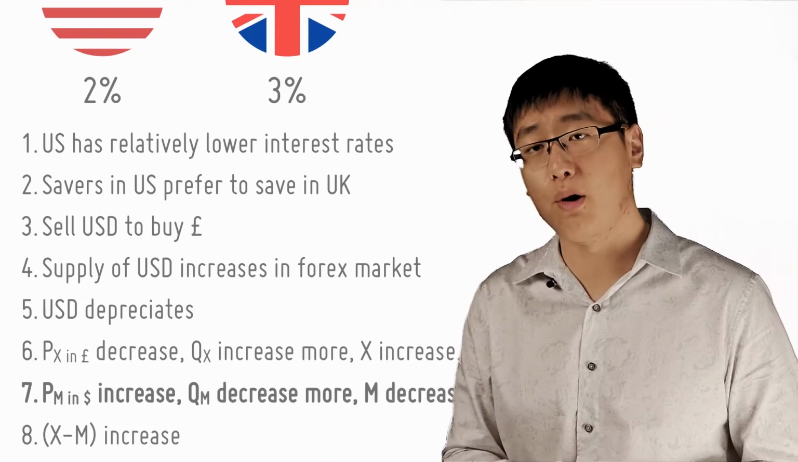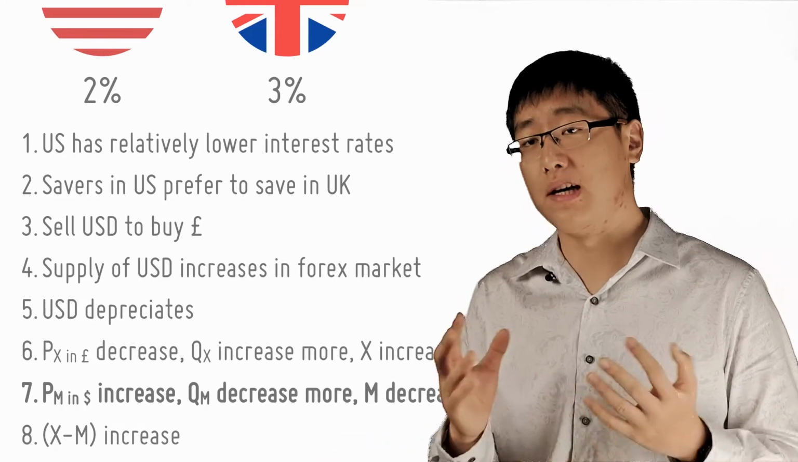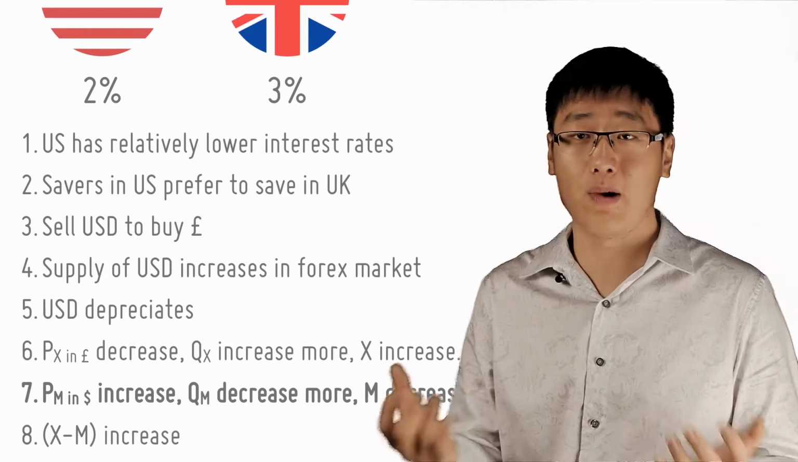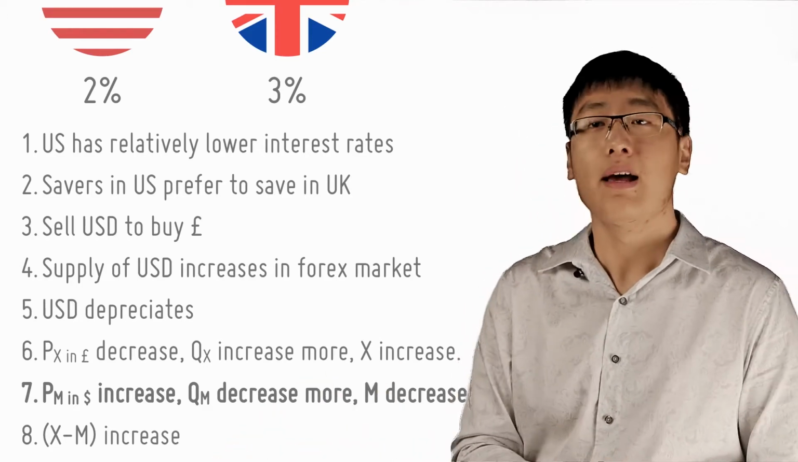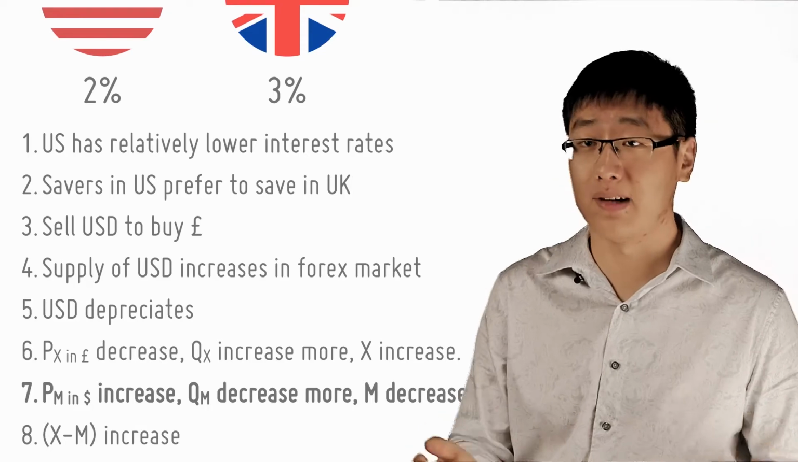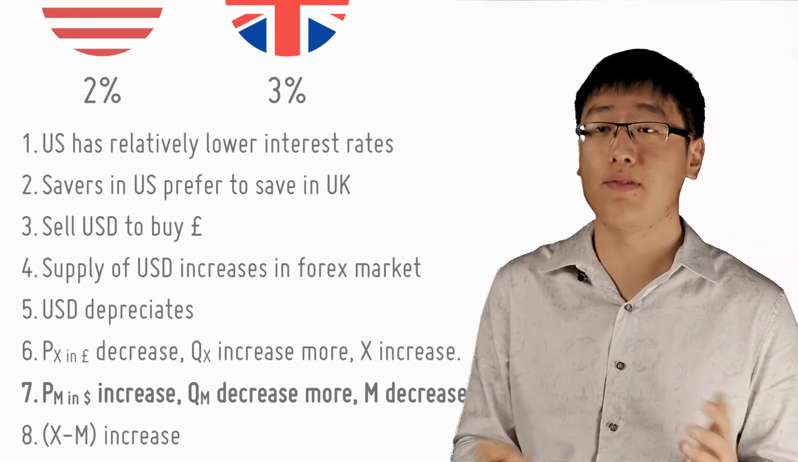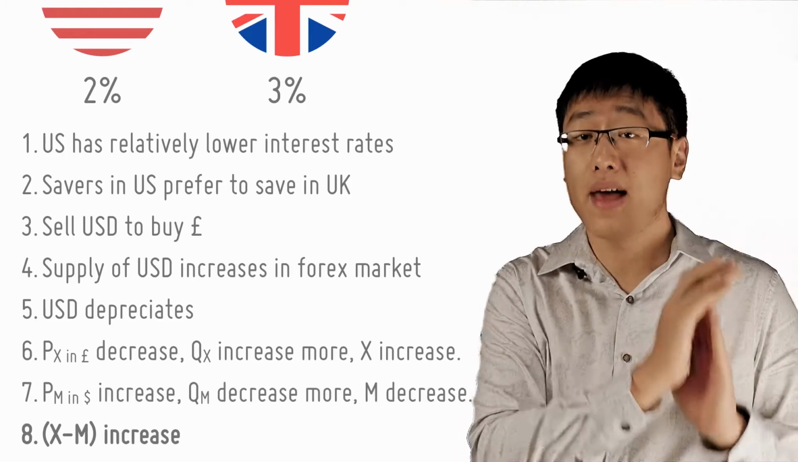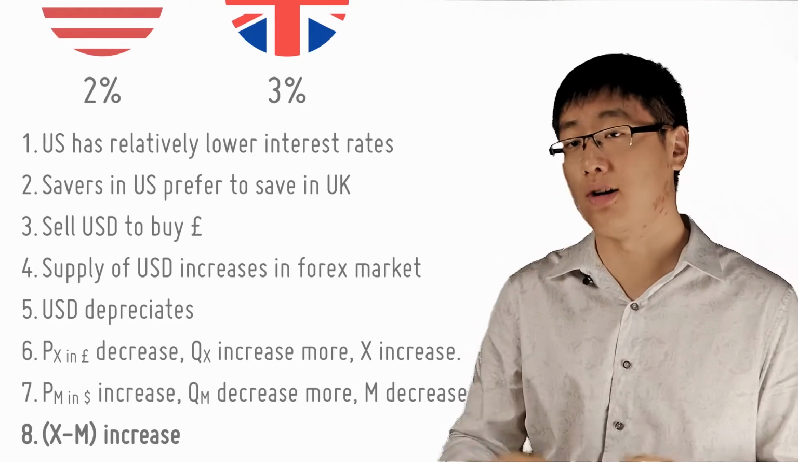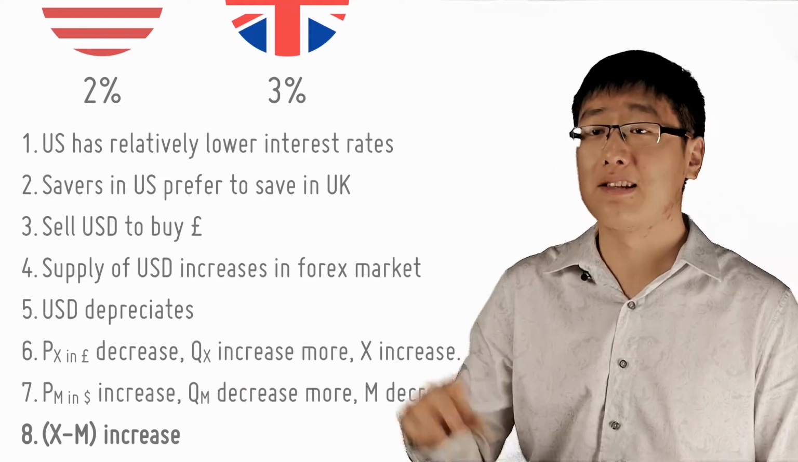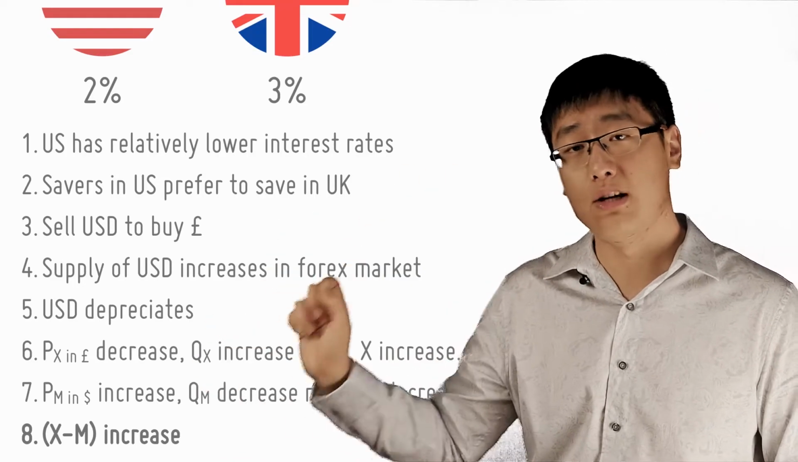Similarly, the price of imports in the States from the UK will increase in USD, simply because one USD can buy fewer pounds now. If that happens and imports are price elastic, the quantity of imports decreases more than proportionately. The value of imports decreases. Then net exports for the US will increase, and this all occurs because the US has a relatively lower interest rate.